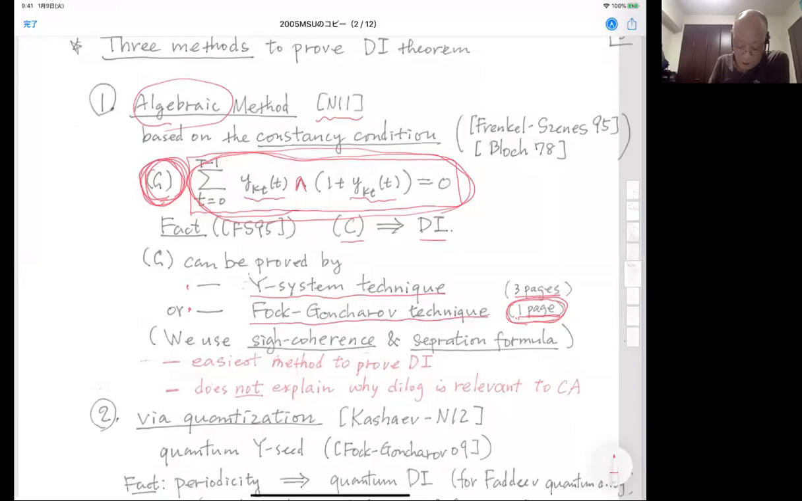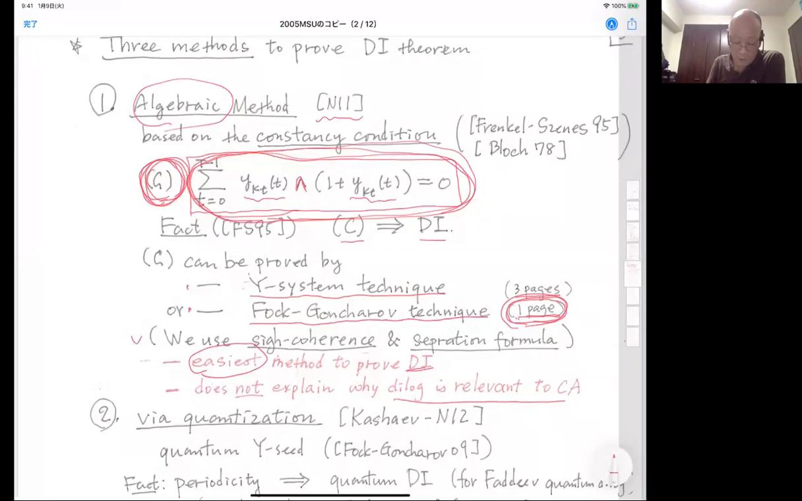And for the specialists, I mention that we use sign coherence and the separation formula. Anyway, it's the easiest method. It only takes one page to prove this dilogarithm identity. But unfortunately, this does not explain why the dilogarithm is relevant to cluster algebra. I mean, you can make a proof of this, but the proof does not explain why the dilogarithm function is related to cluster algebra at all. So from this point of view, this is not satisfactory.